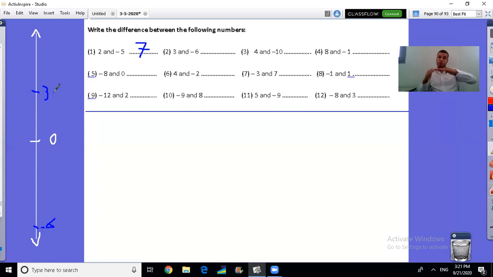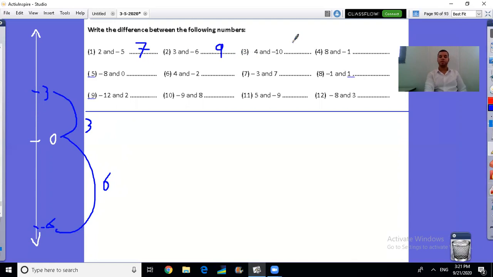From 3 to 0, 3 numbers. From 0 to -6, 6 numbers. So here, 3 numbers, 6 numbers. 3 and 6, 9, that's it.